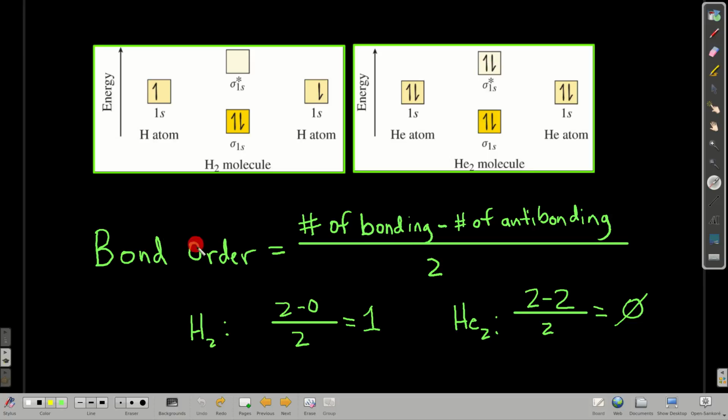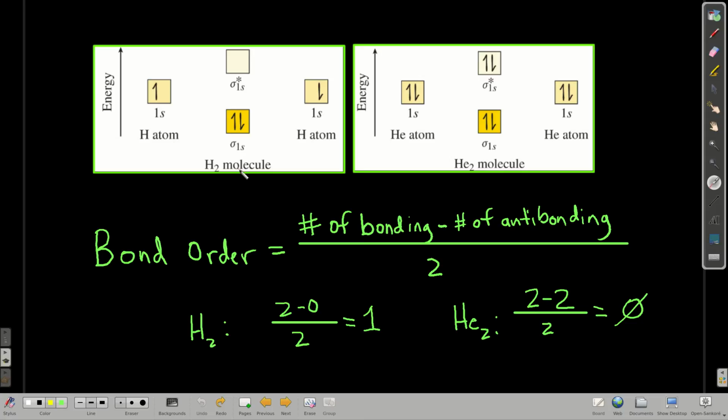Well, now we get to what's called bond order. We can calculate it real easily from a molecular orbital energy level diagram. That's what this is called, a molecular orbital energy level diagram. And this is how you do it. It's real simple. Just count up how many bonding electrons there are, electrons in bonding molecular orbitals, and subtract out how many electrons are in anti-bonding molecular orbitals, the ones with the stars. Take the difference, divide by 2, and that's the bond order.